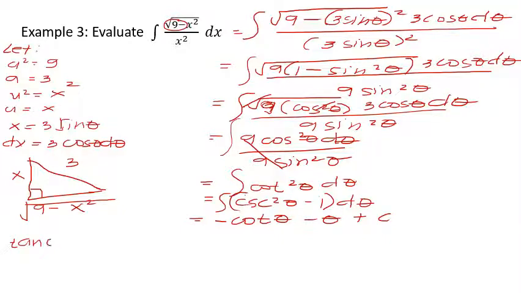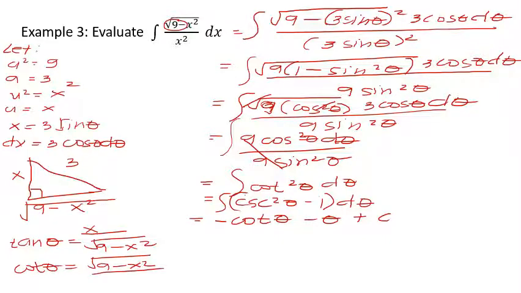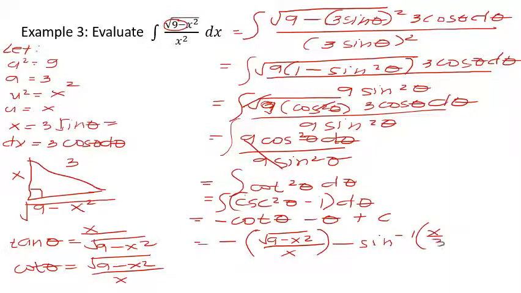So tangent theta is equal to x all over the square root of 9 minus x squared. So my cotangent theta is the opposite of it, that's the square root of 9 minus x squared all over x. So I get negative cotangent, that's the square root of 9 minus x squared all over x. And then for theta, I make use of the given, so we substitute, that's arc sine. So arc sine of x over 3 plus c.